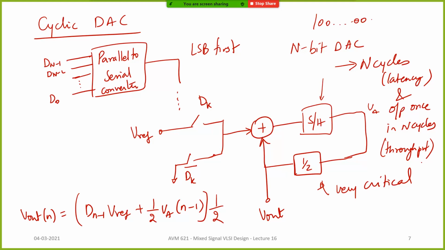That is called latency. In all the previous things that we saw, you have only one clock cycle. Either things go to vref or things go to ground, the op amp settles, that's it, you're done. Whereas here you have n-cycle latency, and throughput is also 1 in n cycles. Now suppose you want to improve the throughput. What you do is called a pipelined DAC.